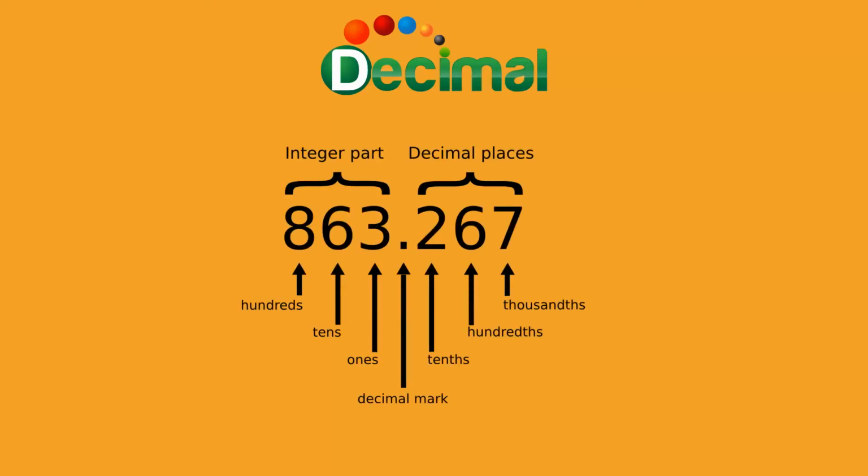Okay, let's see. We know that Unit 1 is talking about decimals. Do you remember decimals? We talked about them in grade 4. Let's remember the meaning of decimals. Okay, we have a number like this. Who can read this? Okay, let's read it.